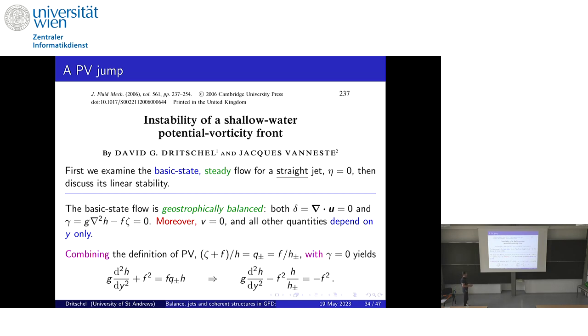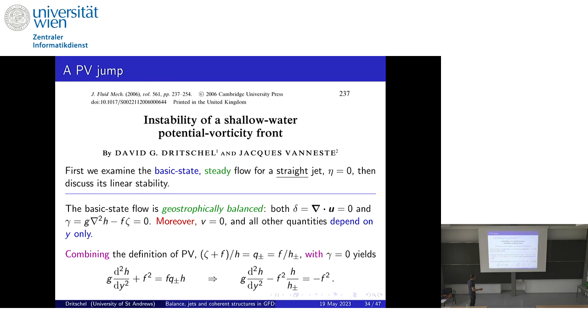If you combine the definition of potential vorticity with the geostrophic balance, where gamma is equal to zero, so no ageostrophic vorticity, you get a single second order equation. Nathan probably knows this very well. You get an equation for the height field, and it's slightly subtle because you have a different constant on either side of y equals zero.